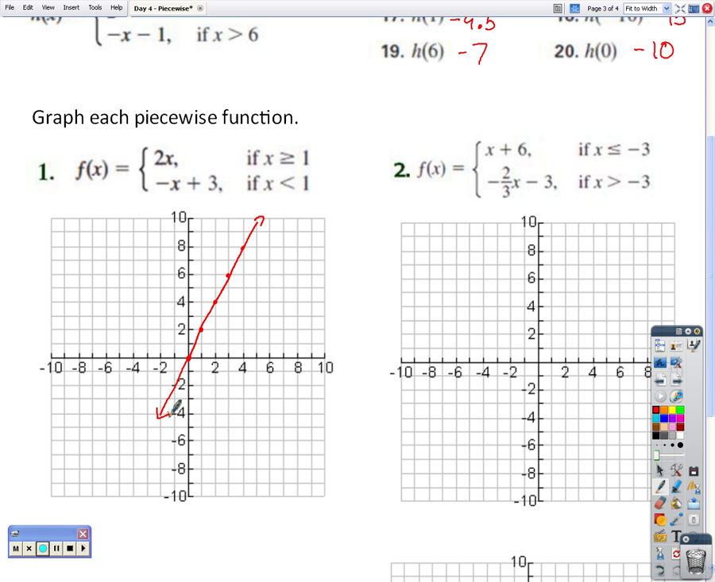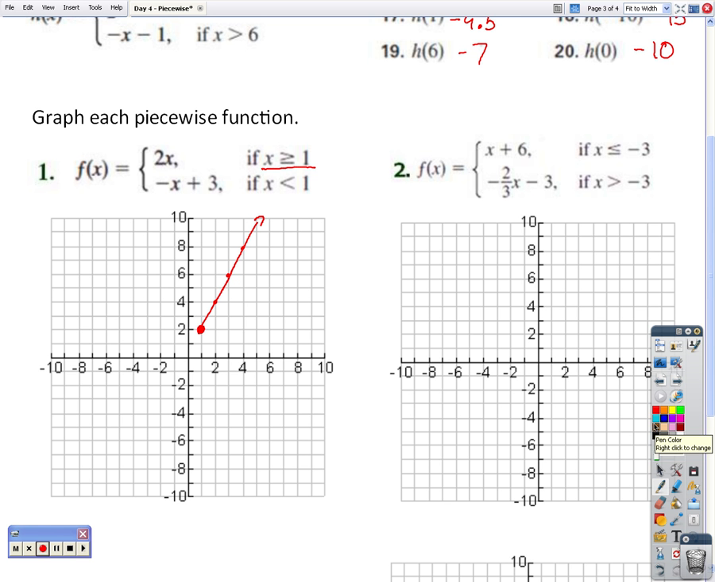Okay, but I don't want the whole line. I only want when x is greater than or equal to 1. So I'm going to go to 1, I'm going to go up, and that's equal to, so I'm going to make that a closed circle, make it a little more obvious. Then I'm going to take my eraser, and I only want greater than. So everything less than 1, I don't want. So I'm going to erase everything that's less than 1. And now I have this piece where I have the graph of 2x, but only when x is greater than or equal to 1.